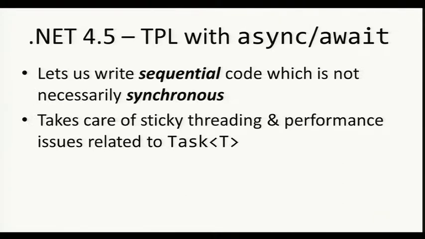4.5 took the TPL and added async and await keywords that allow you to write code that looks like it's synchronous, right? It reads top down in a sequential manner like you're used to writing, but it's not actually synchronous. The await keyword lets you interrupt the synchronous nature of the method while still writing sequential code. And we'll see some examples of this today because this is the primary way that we encourage people now to write async code in .NET.